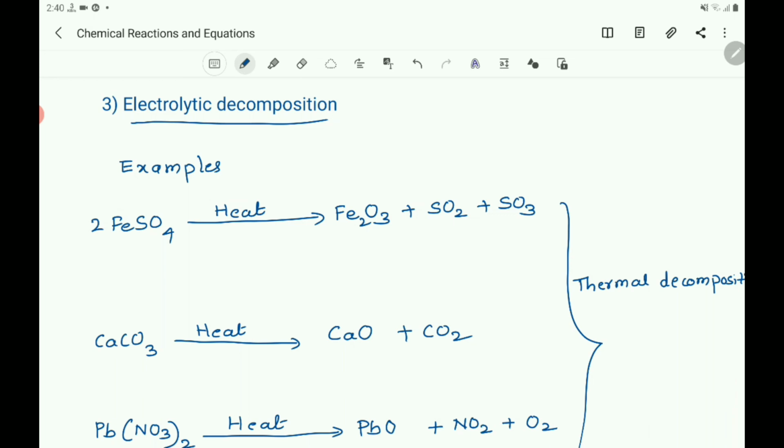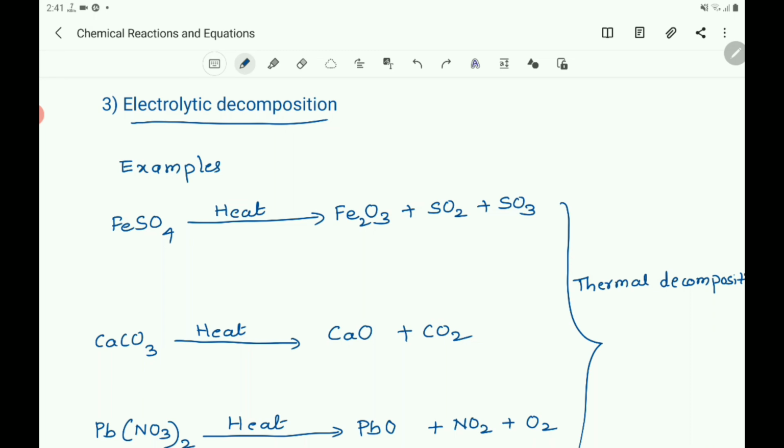First one you take, that is FeSO4 gives Fe2O3 plus SO2 plus SO3. Here ferrous sulfate is decomposed into Fe2O3, ferric oxide, sulfur dioxide and sulfur trioxide by using heat. When FeSO4 is heated, that reactant FeSO4 splits up into three products. So it is thermal decomposition.